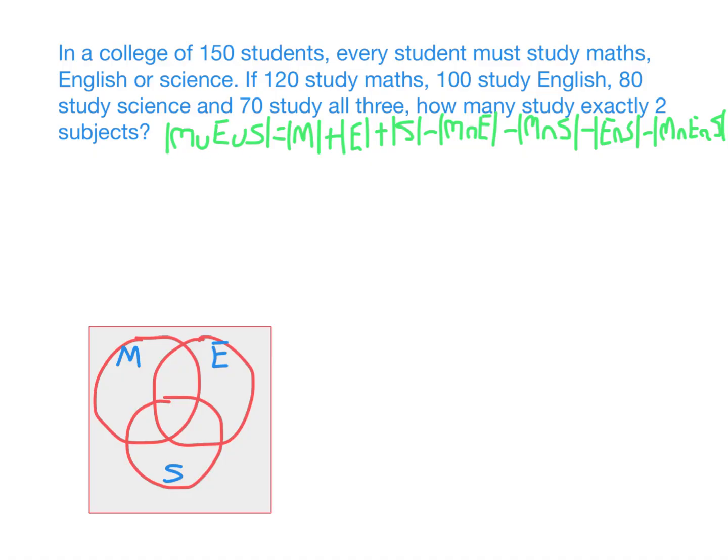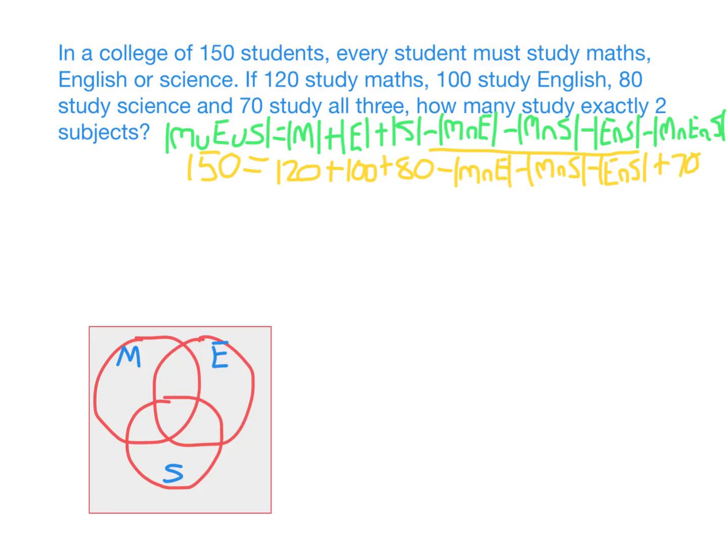Now, this is the number that study at least one subject. But if all 150 students at the college have to study at least one subject, that'll be 150. Okay, so that equals the number that study each of the individual subjects added together. So 120 plus 100 plus 80. Now, we don't know what any of these are, so we'll leave them for now. And then finally, we add the 70 that study all three subjects.